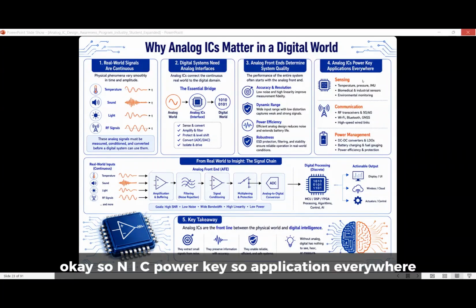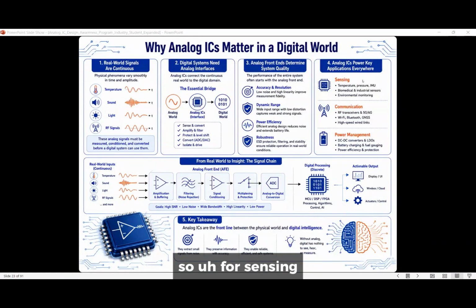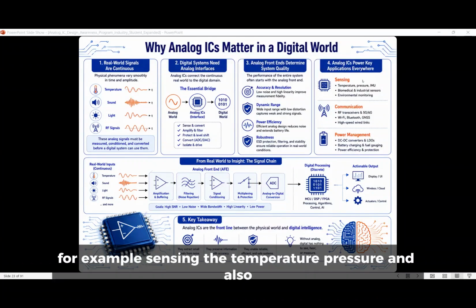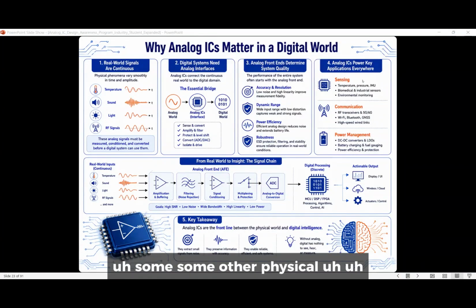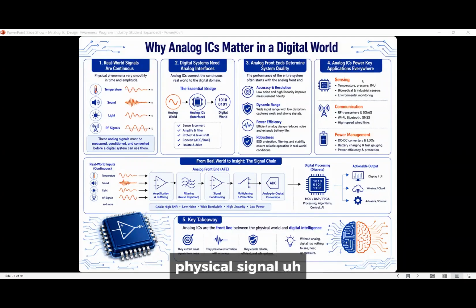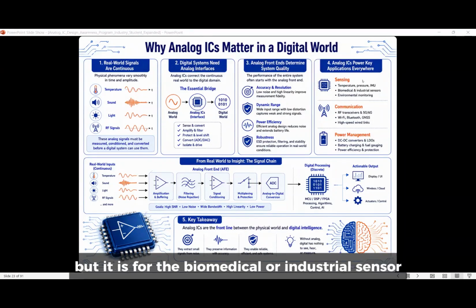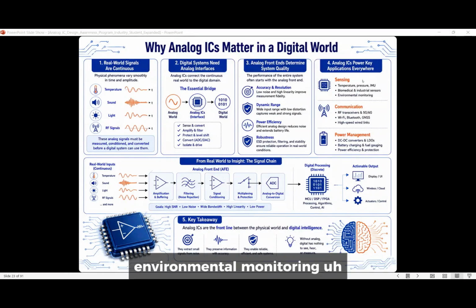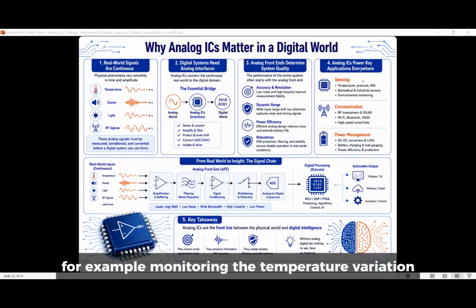Okay. So analog IC power key, so application everywhere. For sensing, for example, sensing the temperature, pressure, and also some other physical signals, for example, light, or used for biomedical or industrial sensors, environmental monitoring. For example, monitoring the temperature variation or the light variation, right? So it's a highly sensitive analog design circuit.